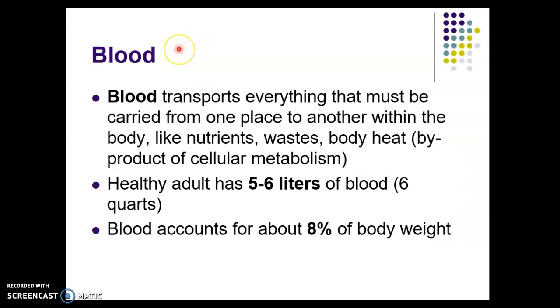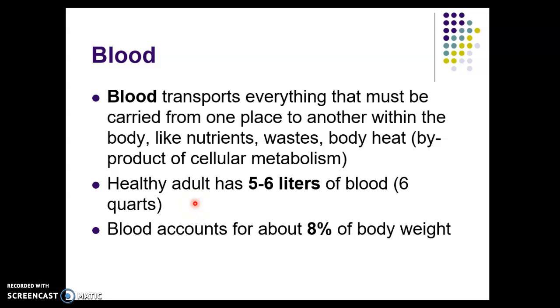All right, so blood. Blood is the transport medium for a variety of things throughout our body. The blood vessels are like the highway, and the blood is a vehicle that transports nutrients, waste, hormones, antibodies, ions, all sorts of things. And also helps us maintain our body heat because blood is at a higher temperature than what our homeostasis of 98.6 degrees Fahrenheit is. A healthy adult has about 5 to 6 liters of blood.